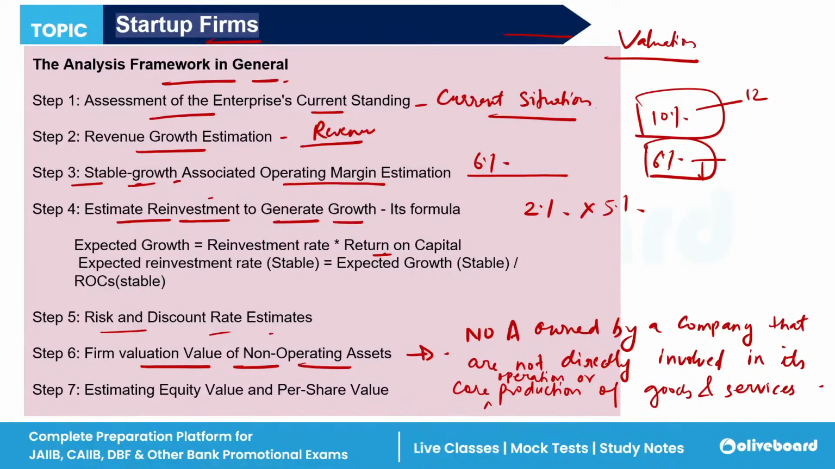Okay, for example, you can say marketable securities, investment, real estate. So these are the types of non-operating assets that are not directly related to production, but still they are included in such categories. Now, estimating equity value per share: the value of equity with respect to the value of your share per share.